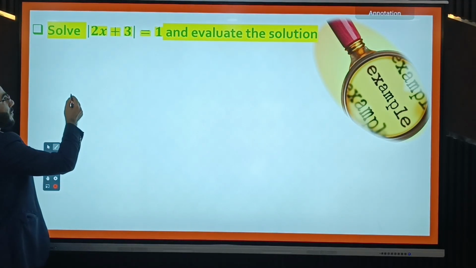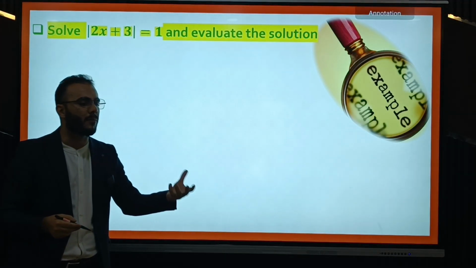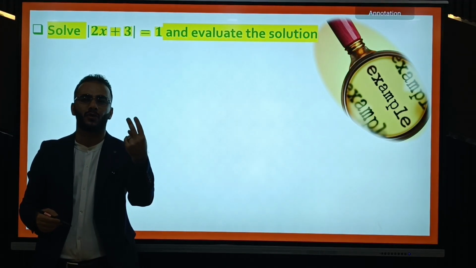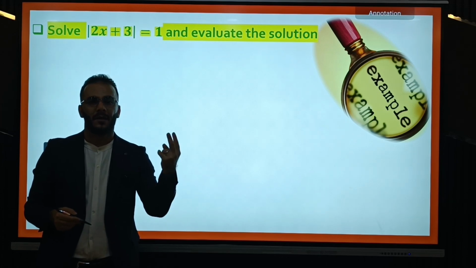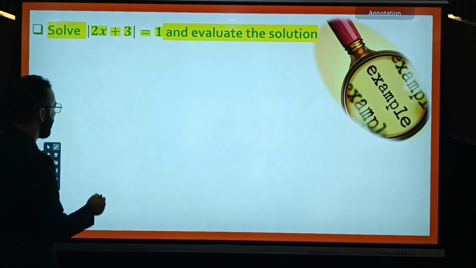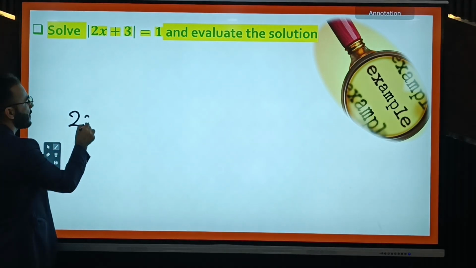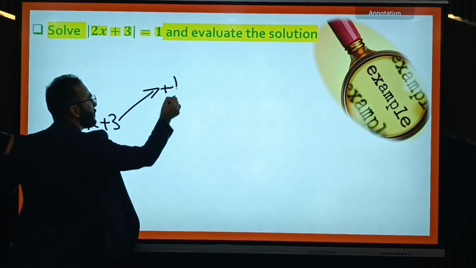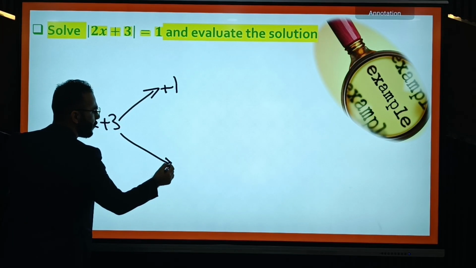Absolute value of 2x plus 3 equals a positive number, 1. Since it's equal to a positive number, it has two solutions, either positive 1 or negative 1. So we are going to solve it like this. Bring this out, 2x plus 3 is either equal to positive 1 or equal to negative 1.